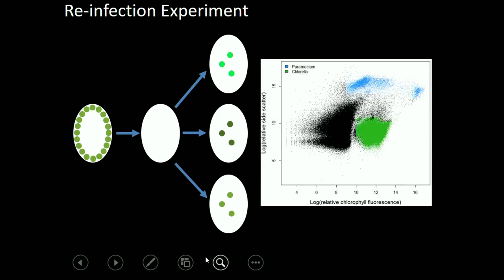We use flow cytometry to follow this experiment. So what it can do is you get single cell level fluorescence measures, and you can therefore use cell size and chlorophyll fluorescence measures to separate the cells you have. So this means we can quantify the numbers of symbionts, hosts that are cured, as well as hosts that are symbiotic, because we can see that they have fluorescence within their cells.